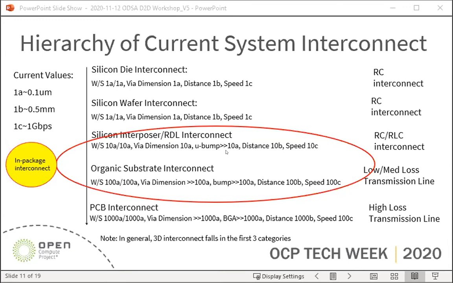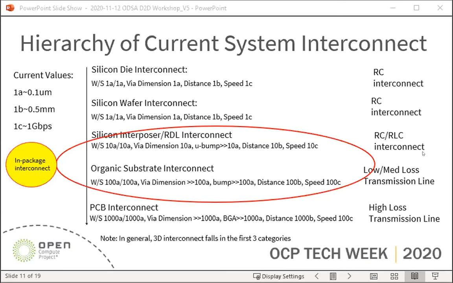And the driving distance also increases by a factor of 10 approximately, and the same with the speed. And then depending on specific attributes of wires, it could be either RC or RLC interconnect, meaning that for the high end of this type of communications, there is an inductive factor which we need to take into account.